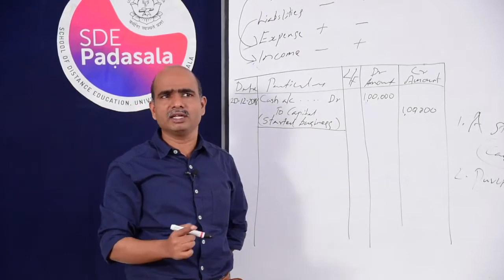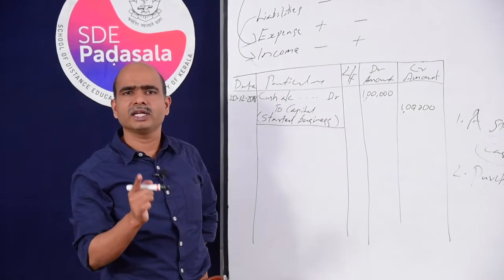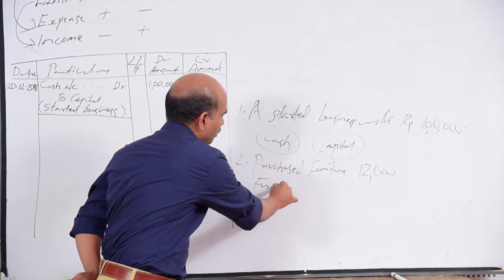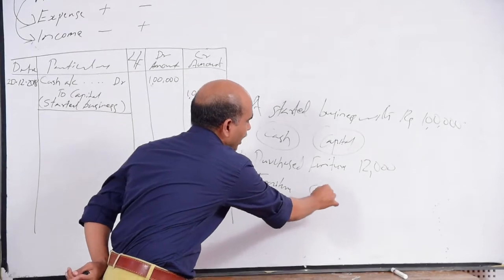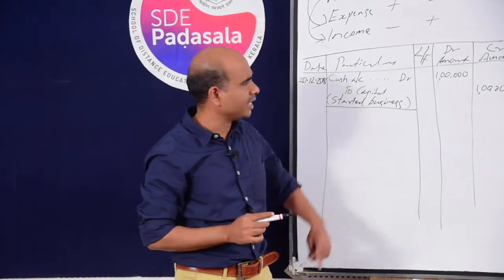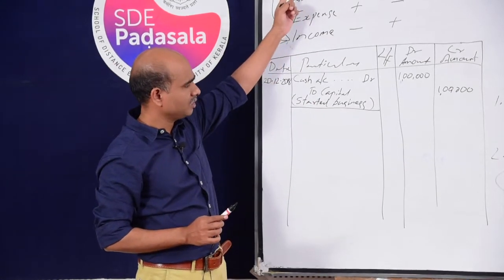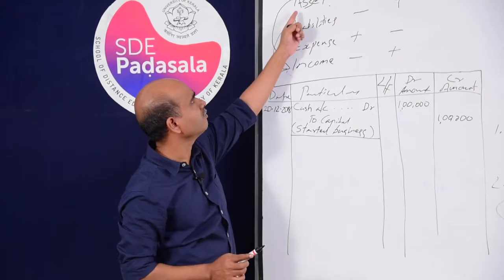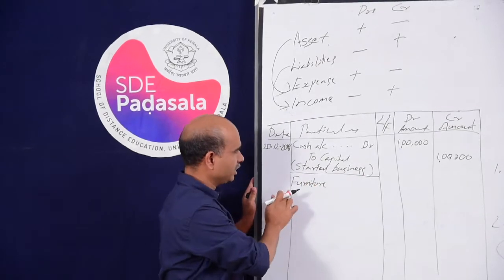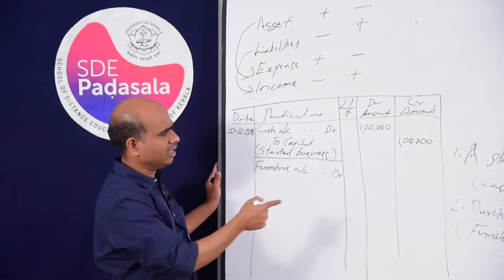For purchasing that furniture, they must give cash to that firm or the person who is giving furniture to the firm. So two items are: one is furniture and the other one is cash. What is the nature of furniture? Furniture is an asset. Here furniture is increased. When an asset increases, we should treat it as a debit item. So furniture is a debit item. Furniture account debtor.